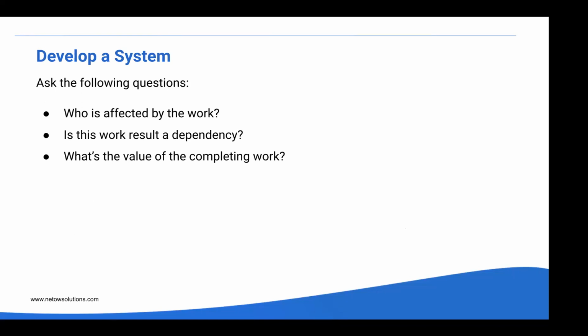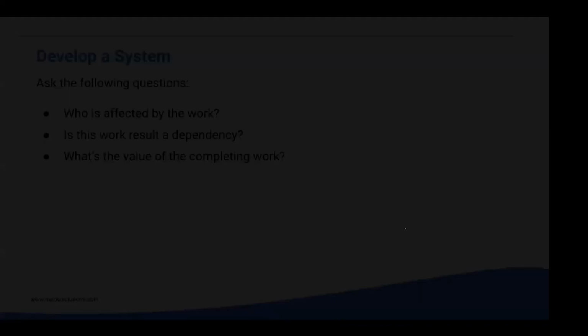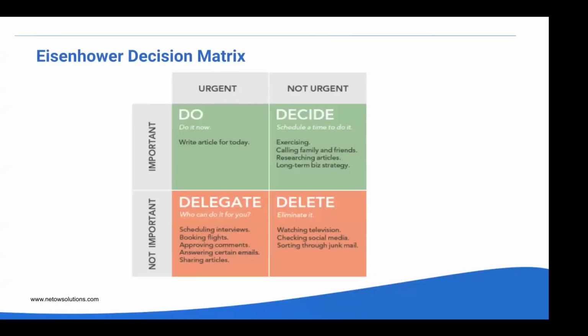that you need to be able to find answers to the following questions. While you're developing the system or adopting the system, you need to ask yourself the kind of work that you're doing, who does it affect, and how does it affect your work? You need to also ask the question, if the work results in a dependency, is there someone else in the company or in the team that requires the results of the work that you're doing? And what's the value of completing that work? Those questions will help you to also adopt a system.